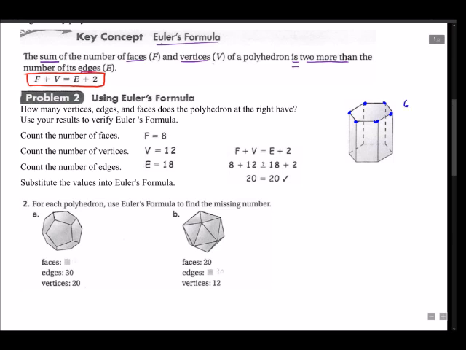I pick a point and work my way around. Do the same on the bottom. 3, 4, 5, 6 more down there. So we get 12 vertices. And then I like to do edges next.